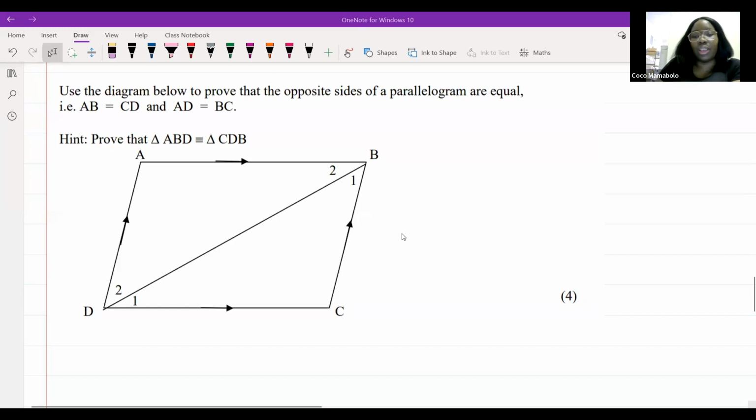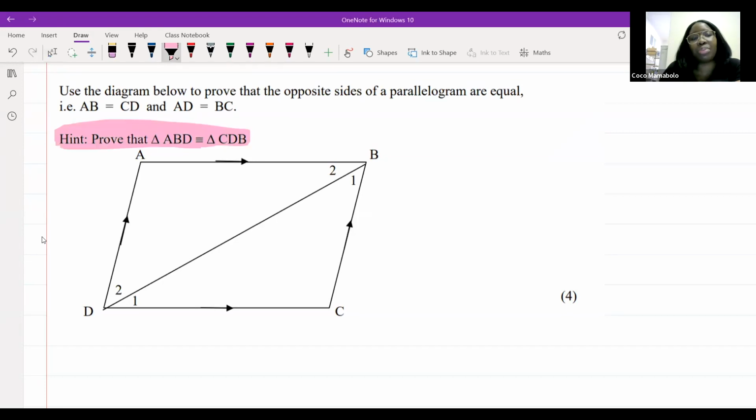Let's have a quick look at this one. It says here, use the diagram below to prove that opposite sides of a parallelogram are equal, i.e. that AB is equal to CD and AD is equal to BC. Now they're telling you what to do. I shouldn't actually have given you guys a hint, but I've given you a hint. To do that, we must prove that triangle ABD is what? What does that sign in the middle there mean?